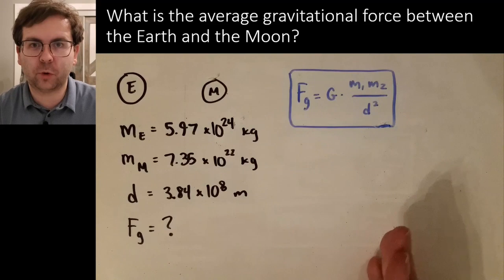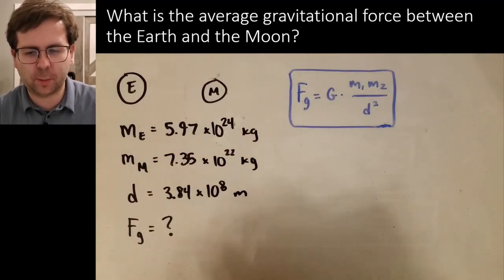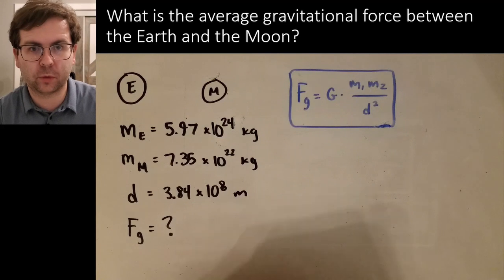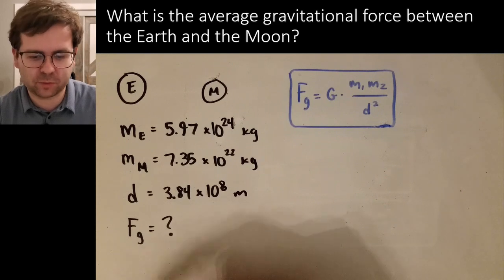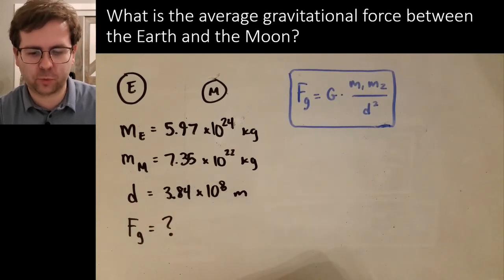All right, so I've done some research. I've found the mass of the Earth to be 5.97 times 10 to the 24 kilograms. The mass of the Moon is 7.35 times 10 to the 22 kilograms. Their average distance is 3.84 times 10 to the 8 meters.